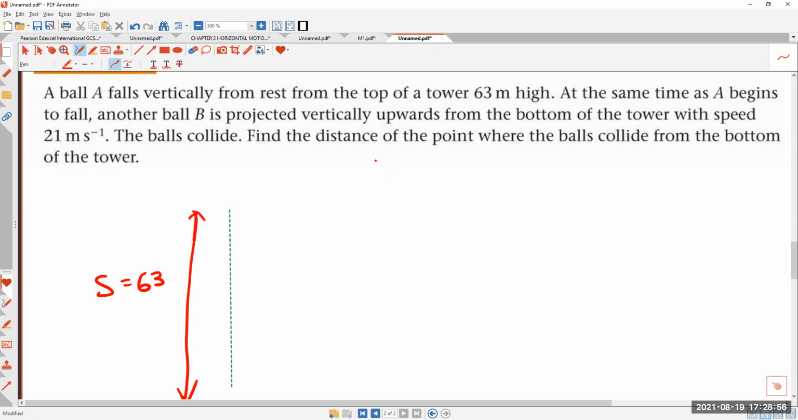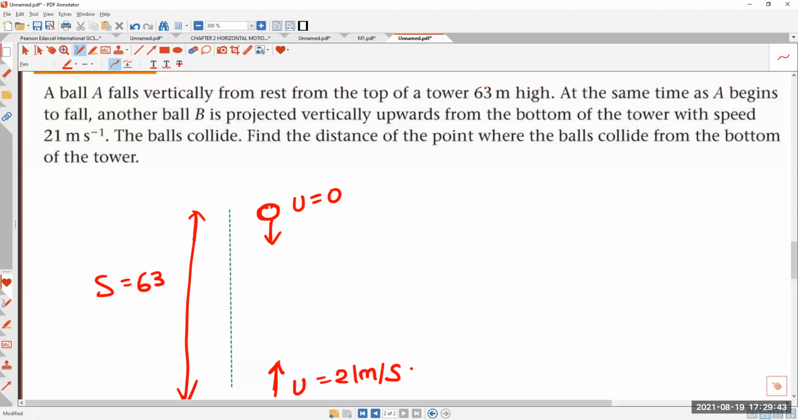At the same time as A begins to fall, another ball B is projected. One ball you are dropping downwards, its initial velocity is 0. Another ball you are projecting upwards from the bottom of the tower with a speed of 21 meter per second. Clear? One ball is dropped from the top, and at exactly the same time another ball is thrown from the bottom upwards, and both the balls will meet somewhere. Like on a building, one person drops a stone from the top, another throws a stone upward from the bottom. Clear?